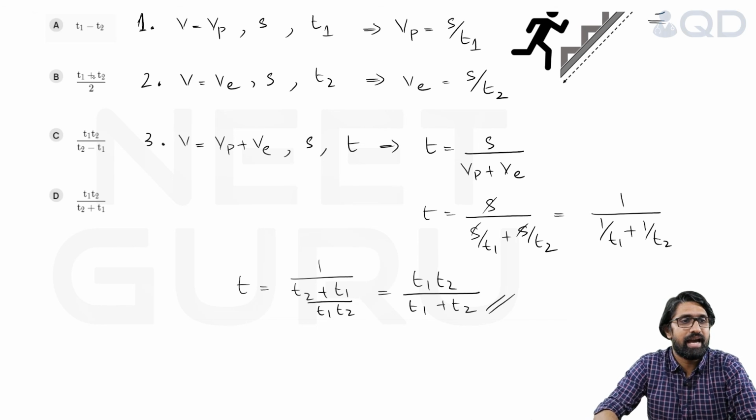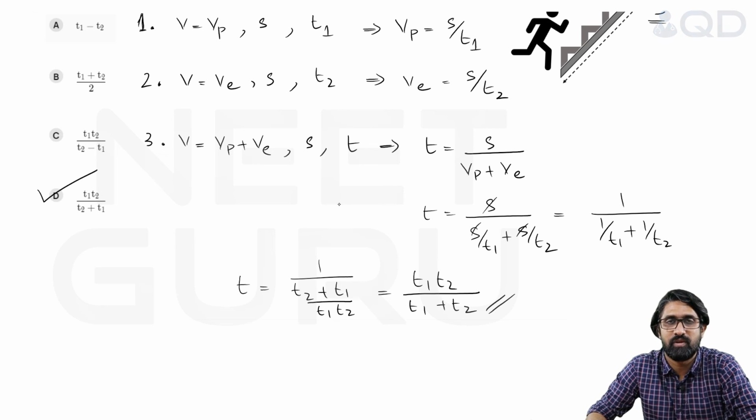That is the final answer, and from the options, option D is the correct one, t1 t2 by t1 plus t2.